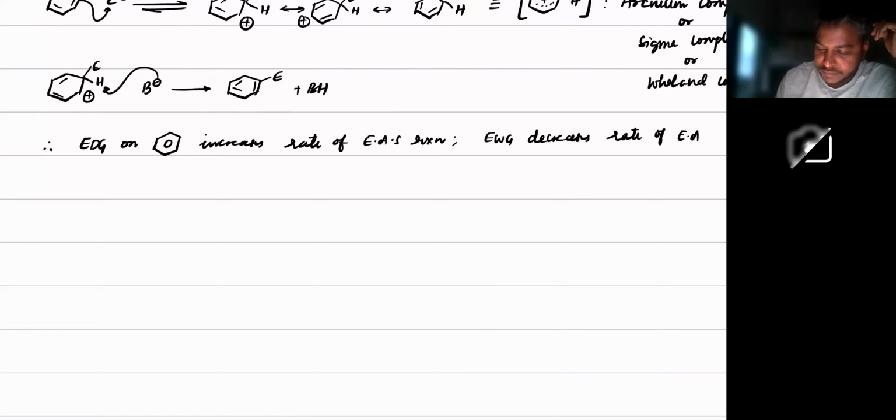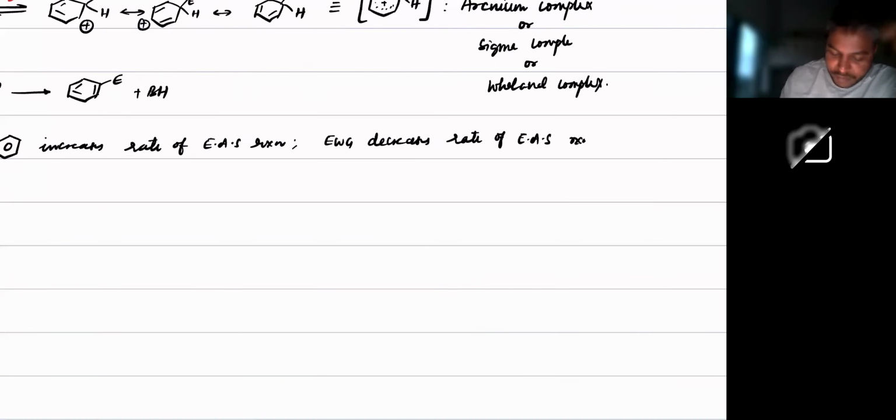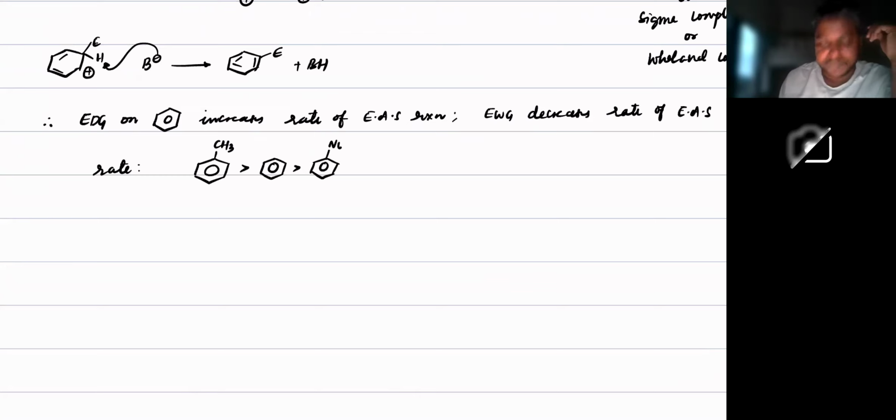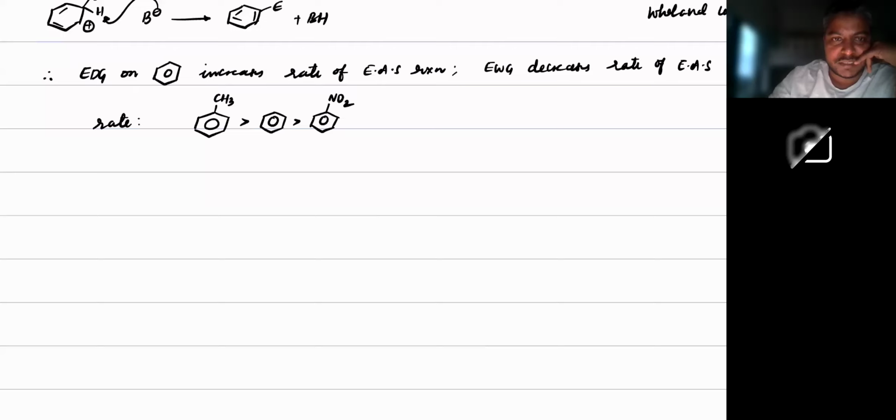Got it? That's why if you compare the rate in general with respect to any withdrawing or donating groups here, so by chance if you have methyl, it will definitely have more rate compared to benzene compared to NO2. NO2 is a stronger withdrawing group. Understood? This is what would happen. So usually it is always a two-step mechanism. This is how it will take place. And electrophilic aromatic substitution can be reversible also, or it could be irreversible also. Got it?